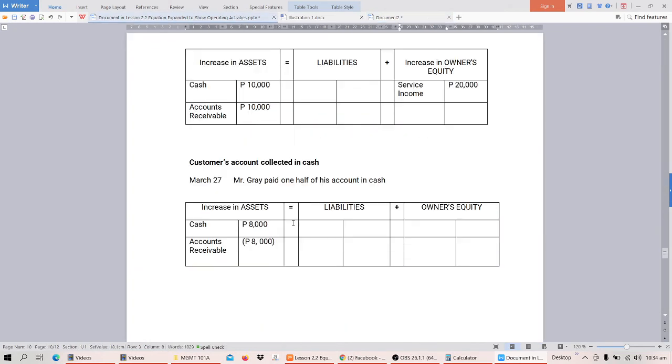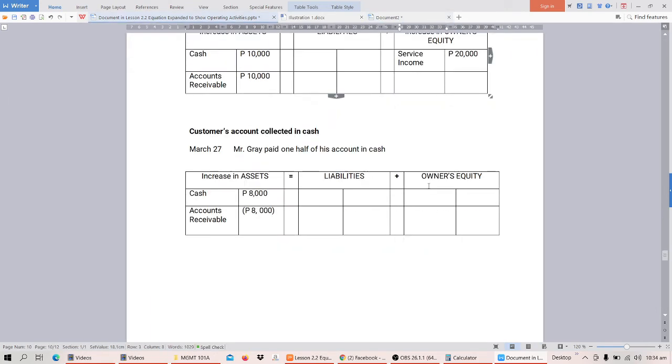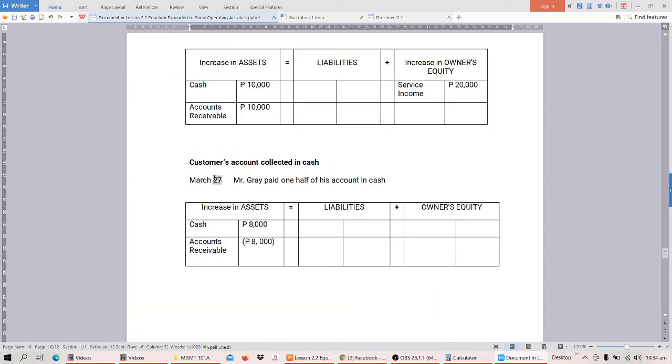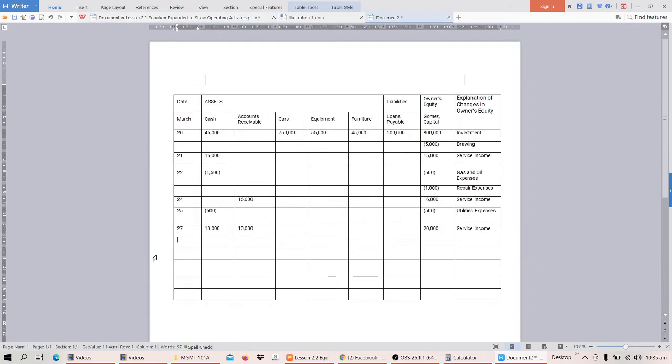Okay, on March 27 also, this is not March 27, it should be March 30. Okay, so let me change it into March 30. On March 30, there will be an increase in your cash by 8,000. At the same time, a decrease in your accounts receivable by 8,000. So March 30, increase in cash by 8,000 and decrease in accounts receivable by 8,000.